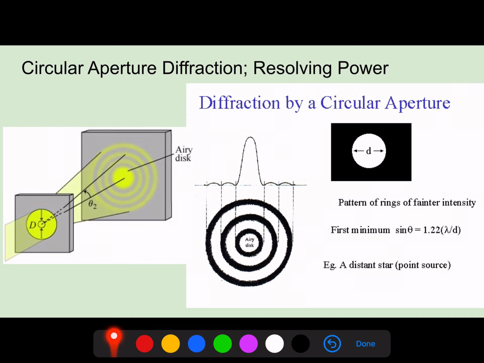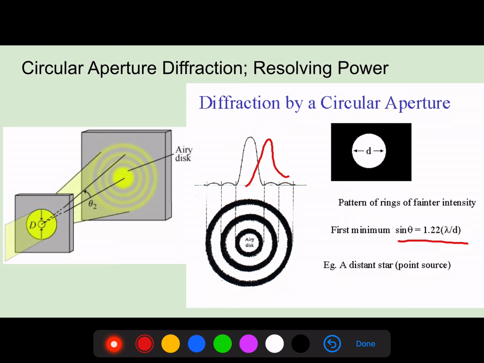There's an equation we can use to quantify this as well. Again, I'm not going to take the time to derive it, but the first dark fringe, or the first minimum, is going to occur where sine of theta is equal to 1.22 lambda over d. And why does this matter to us? Well, what would happen if we had another light source that was close by and maybe its peak was something like this? If these things are too close together, you're not going to be able to resolve that there are actually two different light sources involved.